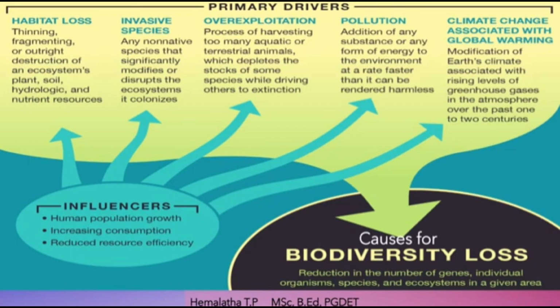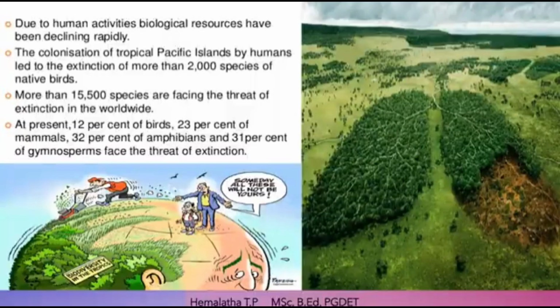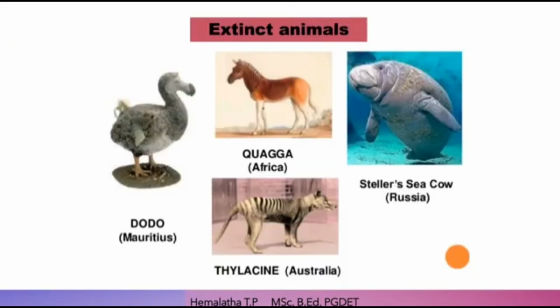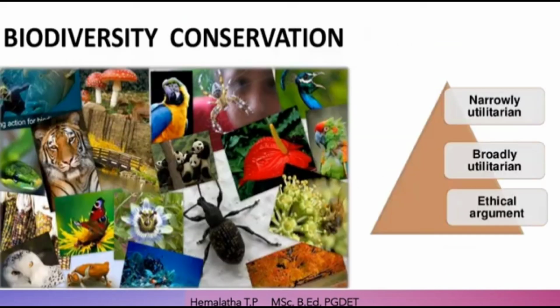So these are some of the causes for biodiversity loss. Compared to other causes, human activities play a major role in the destruction of biodiversity, and such biodiversity loss leads to extinction of species. Here you can see in the picture some of the extinct animals: dodo, quagga, Steller's sea cow, thylacine. These are some examples of extinct animals.